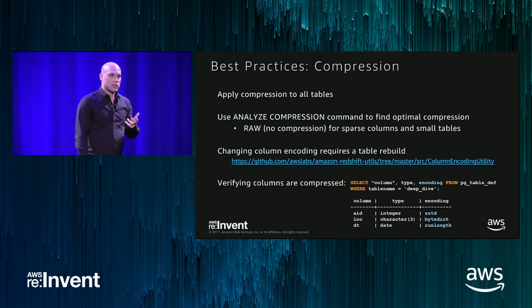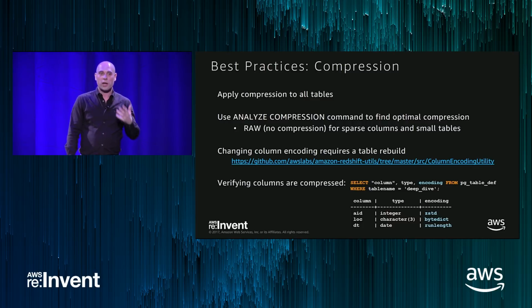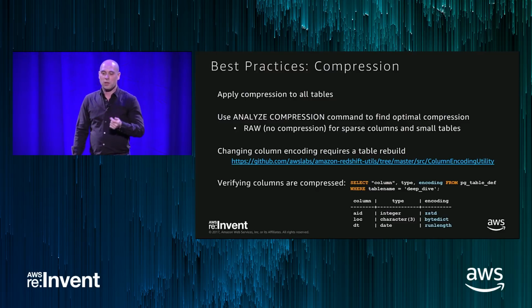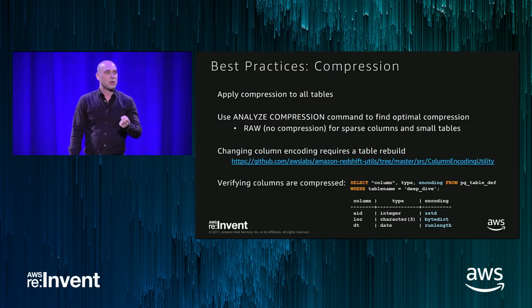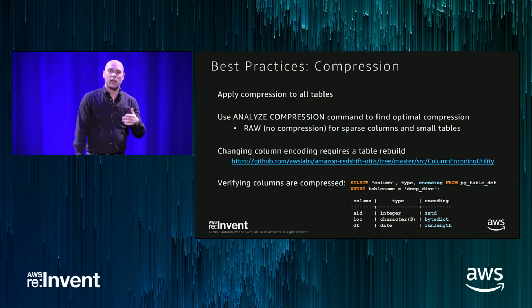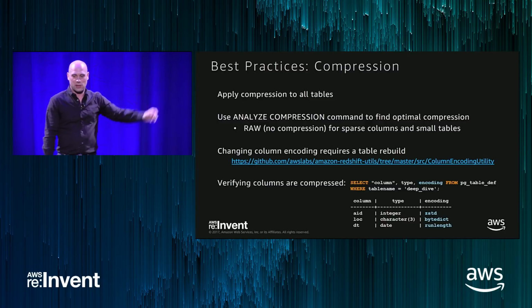So the best practices on compression in Redshift, the first is try to apply compression to all tables. If you run the analyze compression command, you may notice sometimes you get raw, which means no compression, for some columns or maybe for all of them. If that's coming back, that's because the table is so small that there's not really a benefit to adding compression to it. So don't be alarmed if you see that.